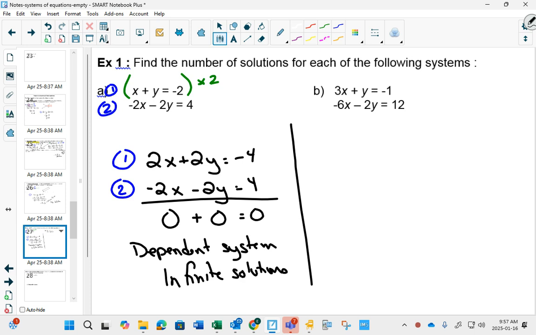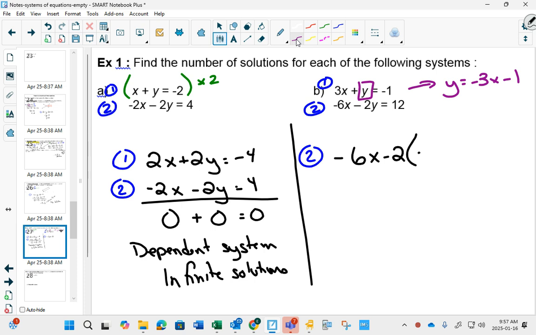Substitution. So if I was using substitution here, do you see that this is the easiest variable to get by itself? So I would take that y, I'd have to subtract 3x to the other side. That would get it by itself. That's in my equation 1. I have to substitute into equation 2. So my equation 2 I now rewrite, but instead of the y, I substitute in -3x minus 1. Now we just use our grade 9 skills. I'm going to distribute here.